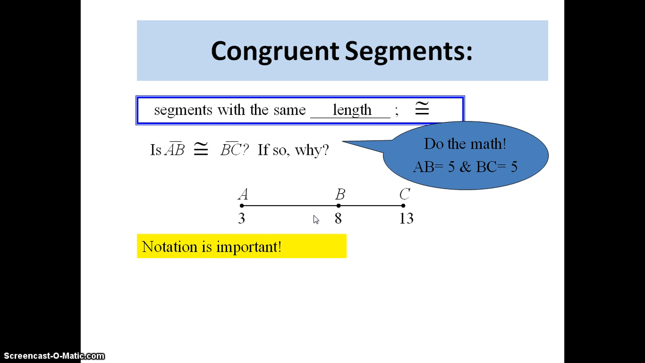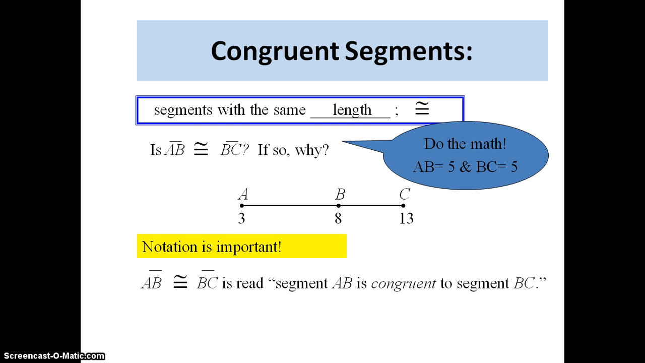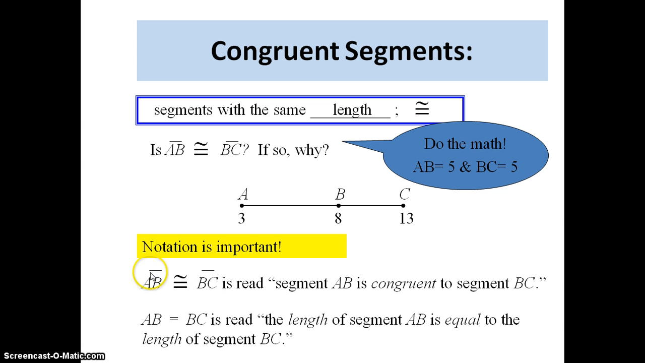Notation is extremely important in geometry. This is read as segment AB is congruent to segment BC. Whenever you get rid of the line on the top, that's when you're talking about length. So this would be the length of AB is equal to the length of BC. Just keep that in your mind that these two are slightly different.